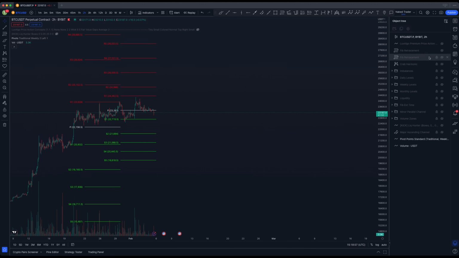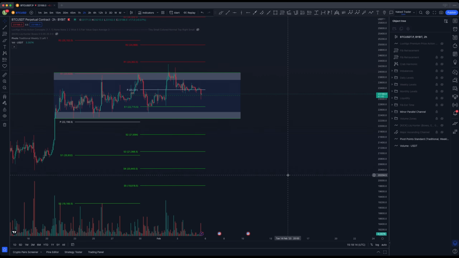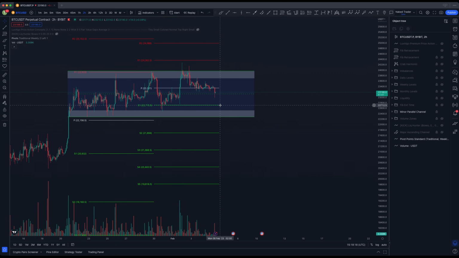If we just overlay that actually with the channel, that's the minor one. Let's bring this in really quickly. You can see S1 is just at that area there. So again, that might be a nice area to take profit. But again, you sometimes break through these. You can see we already broke through it once to the downside and got into my little zone here. So just keep your eyes peeled on that.